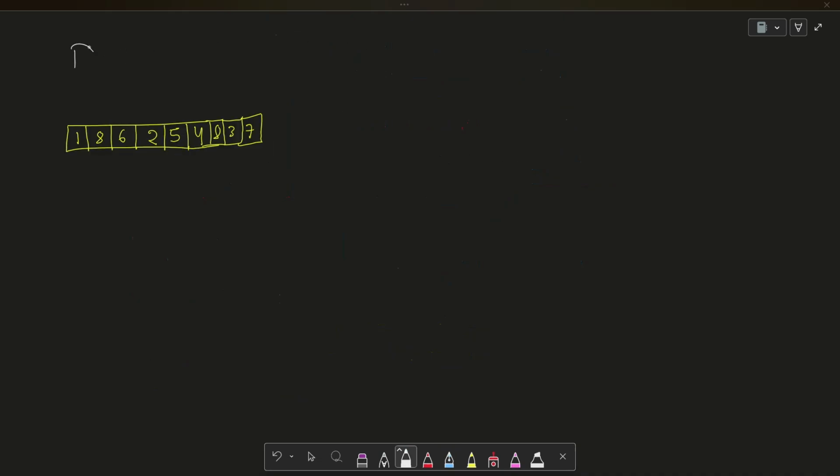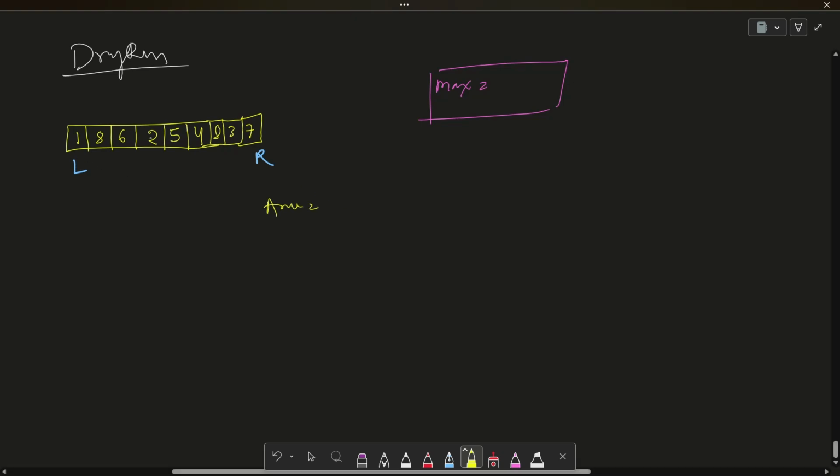Let's do a complete dry run for this array and you will get it better. Let's declare the left and right pointers and we have to declare a maximum so that we can update it. Now we are going to find out the area. The area will be, for the first left and right pointers, the minimum between 7 and 1, which is 1, into the width. Let's write the indices 3, 4, 5, 6, 7, 8 so that we can get it better.